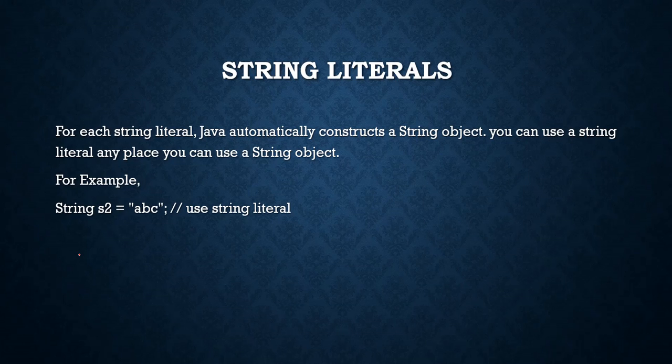String literals. A string can also be created from a string literal. Once a value is assigned to a variable of type String, Java automatically constructs a string object. So wherever there is a need to create a string object, you can use this concept of string literals.